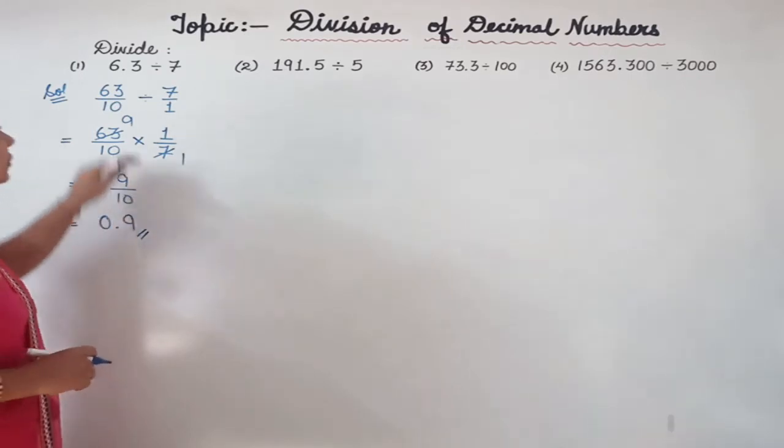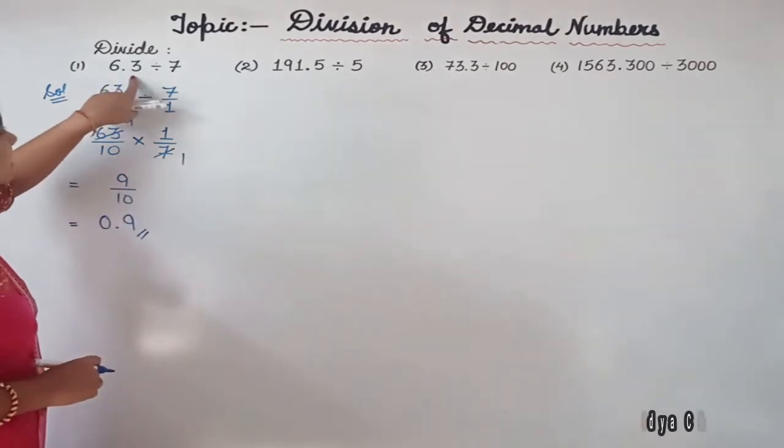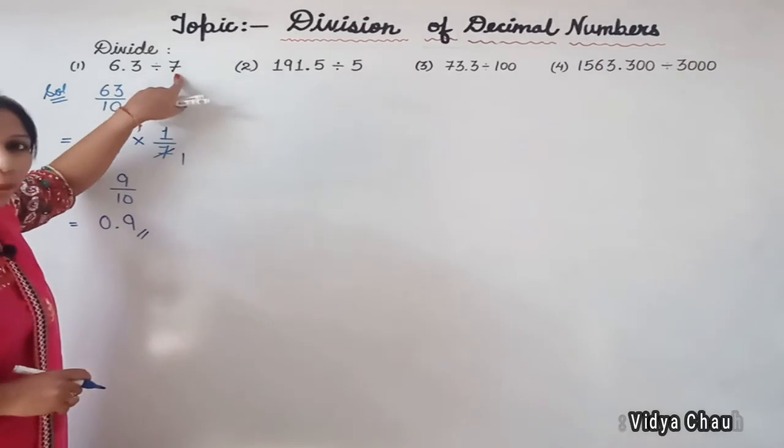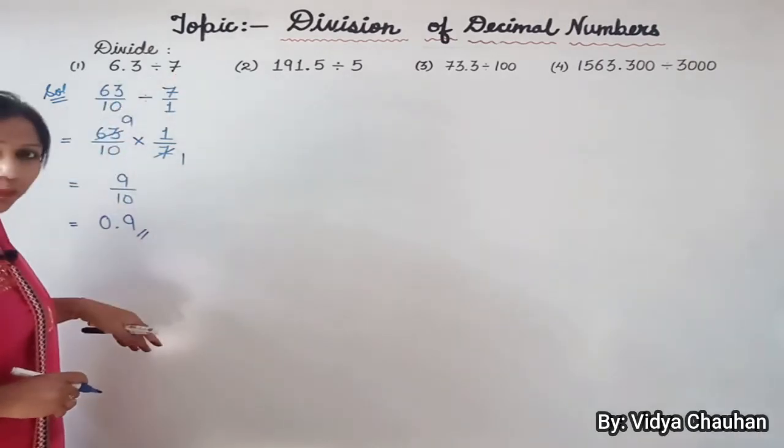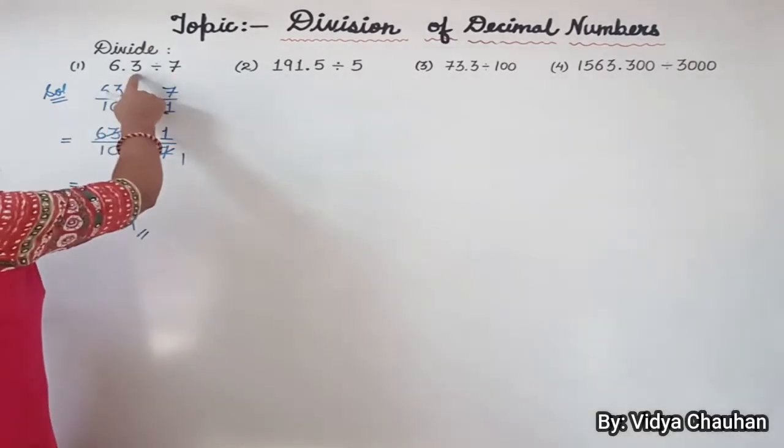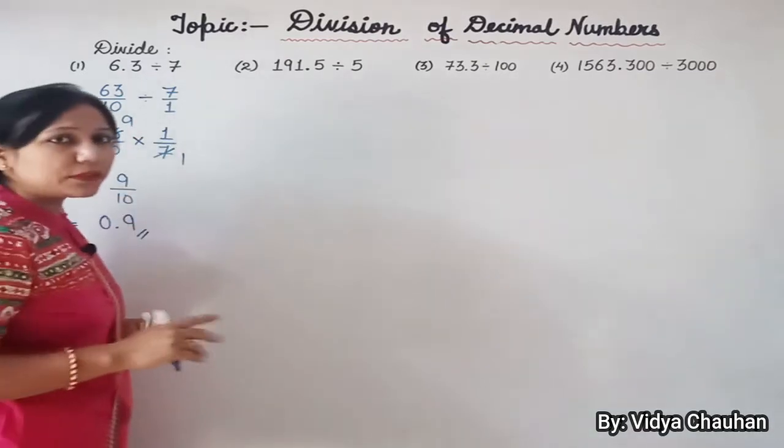Clear, students? So this is how you can divide a decimal number by a whole number. So this is your first type of division, a division of a decimal number by a whole number.